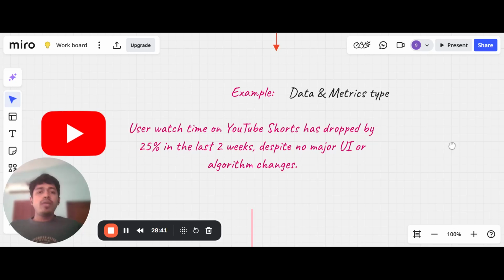Okay, now let's look at one example, and this is a data and metrics type of problem. We'll talk about this type of problem later, but the idea is I have noticed there are only four types of product cases that will be asked in a beginner level interview. One is data and metrics type, then product growth, product design, and then product strategy. I haven't seen any cases outside of these four types, at least in beginner level interviews.